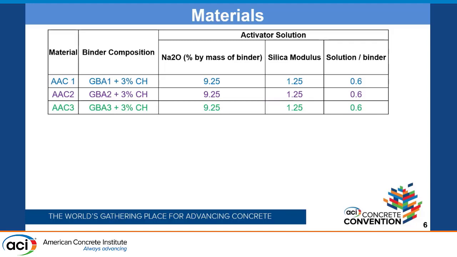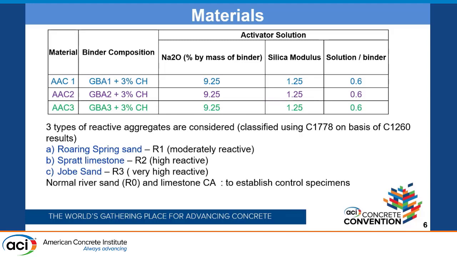So the solution to binder ratio for these mixes is 0.6, and these mixes are then tested against 3 categories of aggregates with varying degrees of reactivity. These aggregates are Roaring Spring sand, which is an R1 moderately reactive sand, Spratt limestone, which is R2 type, a highly reactive aggregate, and Jobe sand, R3 type, a very highly reactive aggregate. These reactive aggregate categories come from C1778, and are based on the results which we have from C1260 for these aggregates.